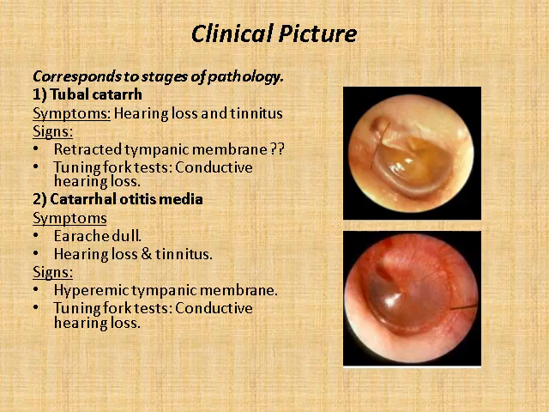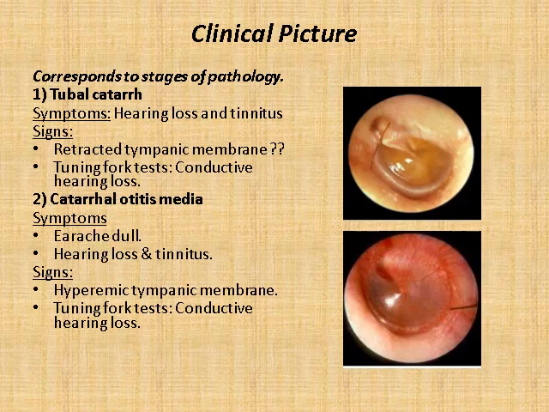The first sign is shortened handle of malleus, prominent lateral process, exaggerated anterior and posterior malleolar folds, distorted or even absent cone of light, and finally the restricted mobility of the tympanic membrane by sigillization. So these are the 5 signs that denote retracted tympanic membrane.